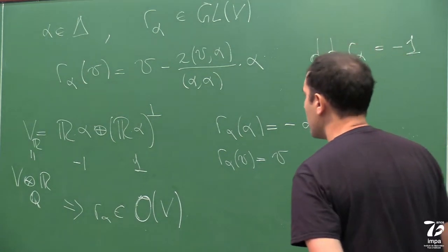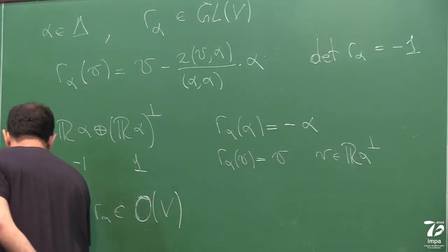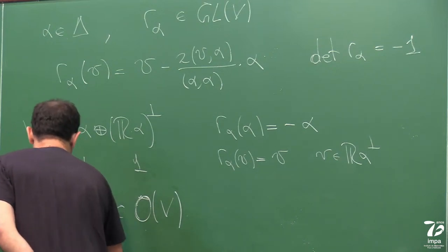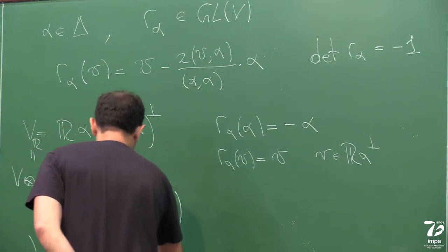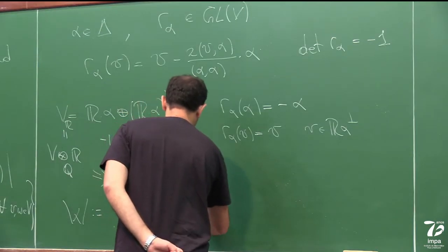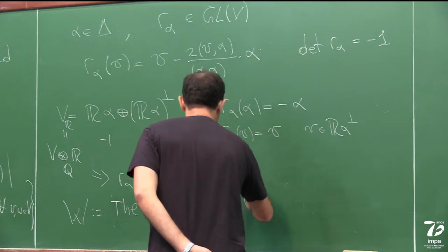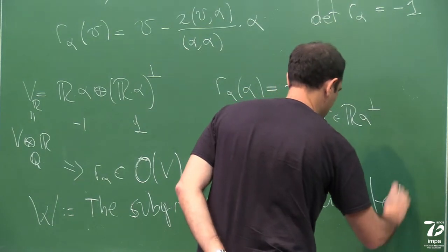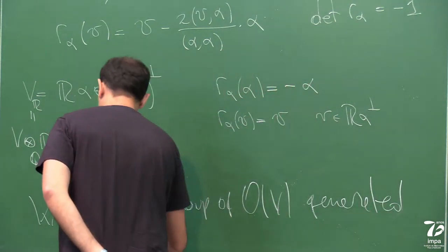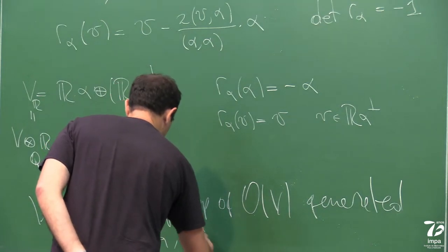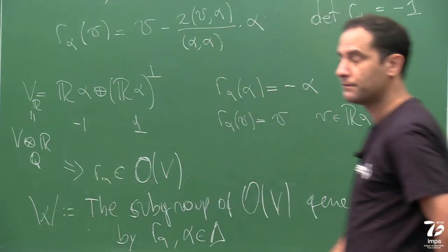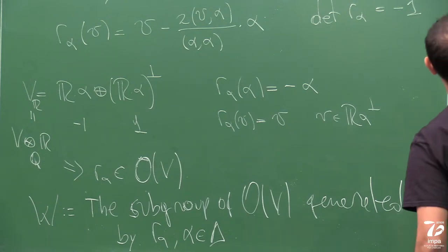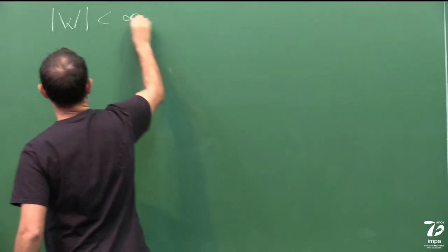Now we have this. So now I can define this group W then. W is, by definition, the subgroup of O(V) generated by R_alpha for all alpha in delta. And I claim that W is a finite subgroup inside of O(V).